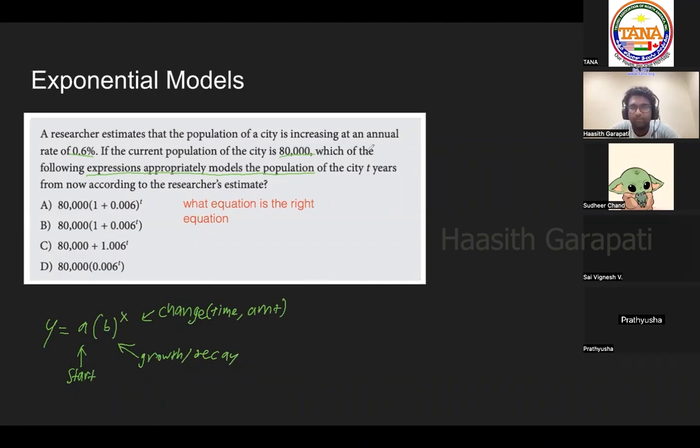So the first term, A, which is going to be start, that represents, well, your starting point, how much of something you initially have. So in this case, Y is going to be the final amount of something, and then A is going to be the starting amount. So in this case, it says if the current population of the city is 80,000, so current population 80,000, that is going to be our start. So let's begin building our exponential equation. So Y is equal to 80,000.